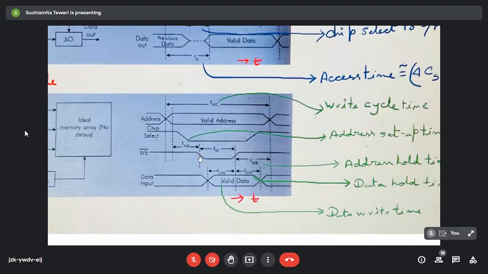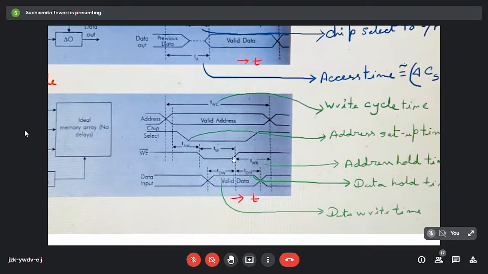In this case it is happening. So here the dotted line is drawn like this. Throughout the time in which this write enable is activated, the data is written. This is the data write time, denoted as DW. And what is this one? This one is TDH, called the data hold time.